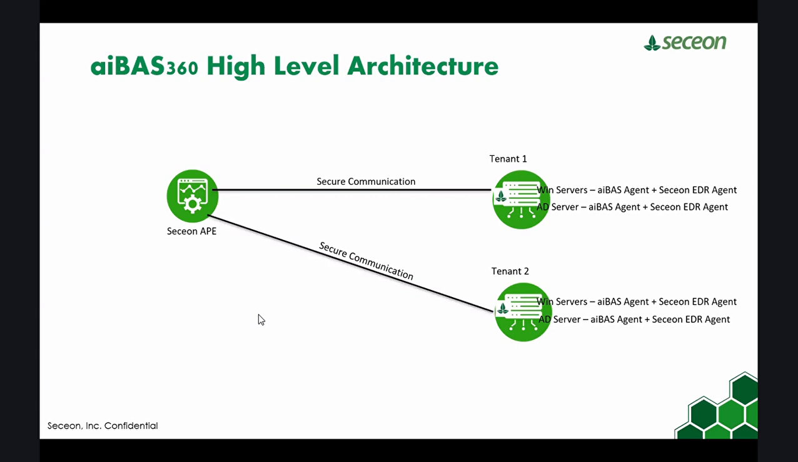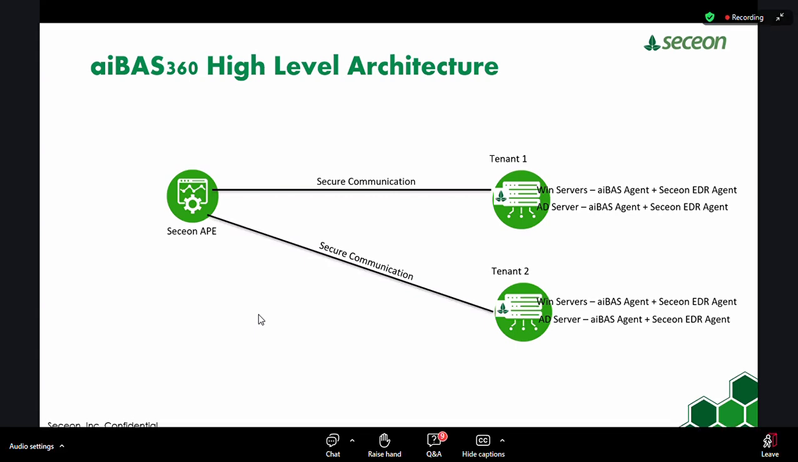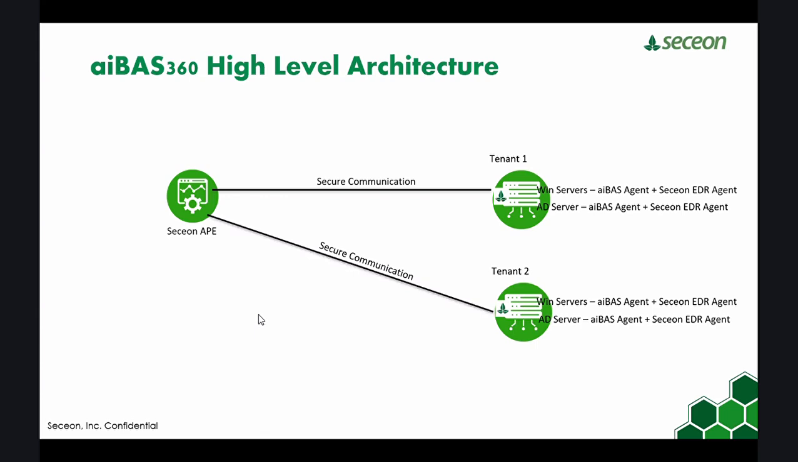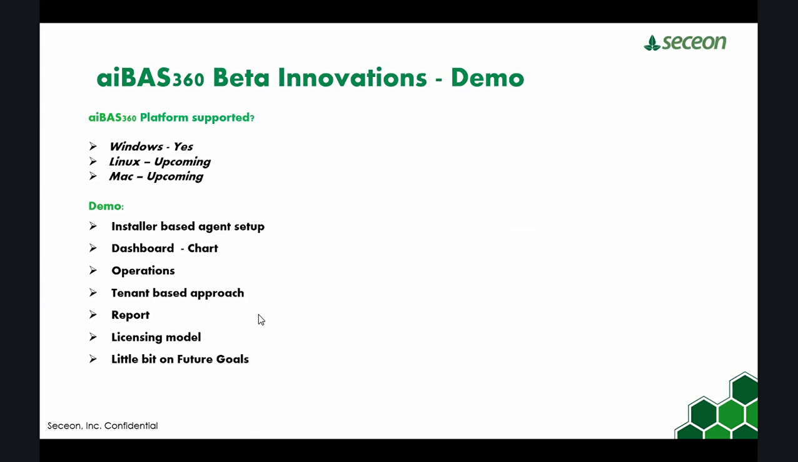You can see that tenant one has the Windows servers with our EDR inside, and the AD server, same as tenant two. There is separate communication from the API, and every tenant's data is secure at that particular tenant level. More on the tenant level will come up. Currently we are supporting Windows, Linux and Mac, and the other platforms are upcoming.